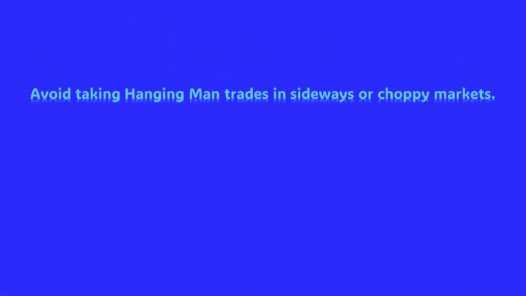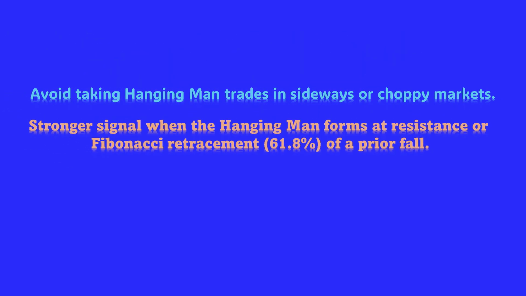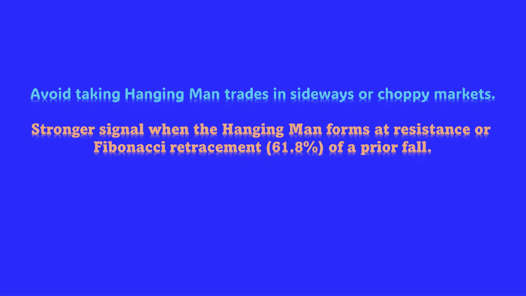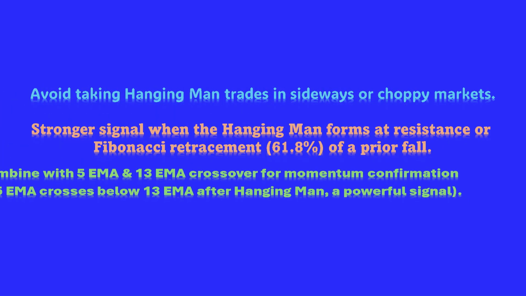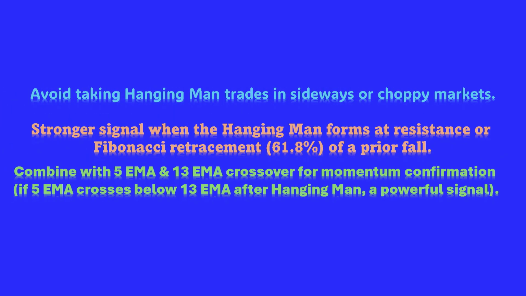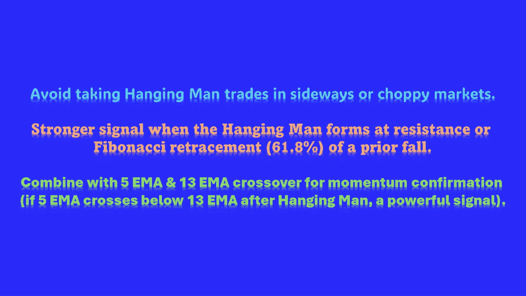Avoid taking hanging man trades in sideways or choppy markets. Stronger signal when the hanging man forms at resistance or Fibonacci retracement, 61.8% of a prior fall. Combine with 5 EMA and 13 EMA crossover for momentum confirmation. If 5 EMA crosses below 13 EMA after the hanging man, it is a powerful signal.